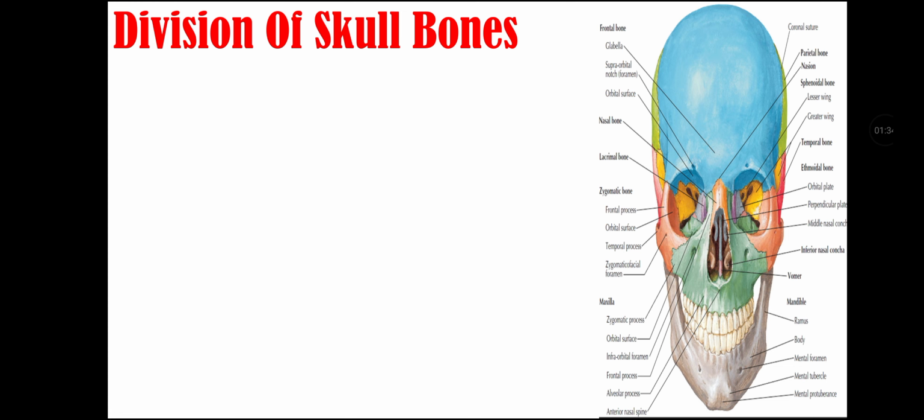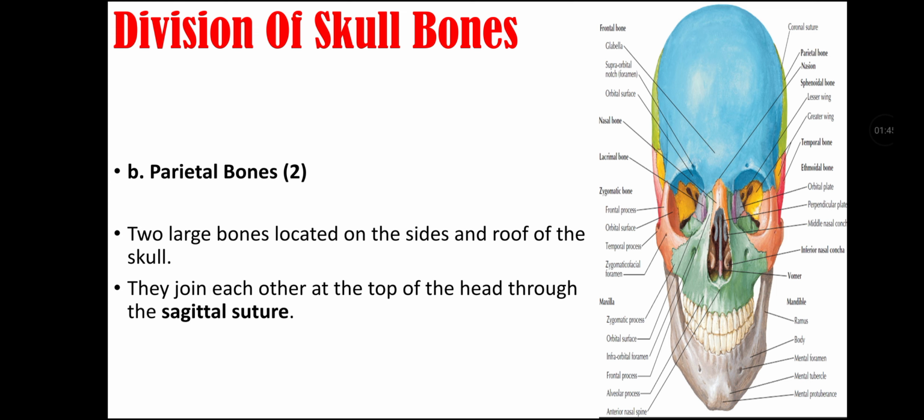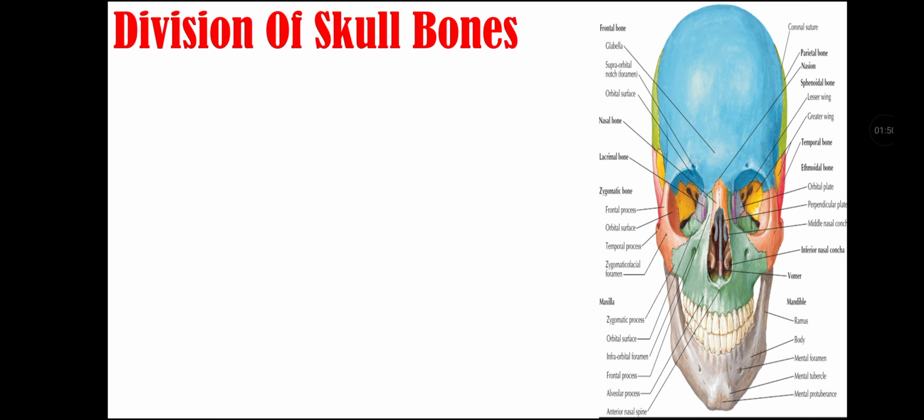The second cranial bone we have is the parietal bone. It is a paired bone. That means there are two parietal bones in every skull. These are two large bones located on the sides and roof of the skull. They join each other at the top of the head through the sagittal suture.